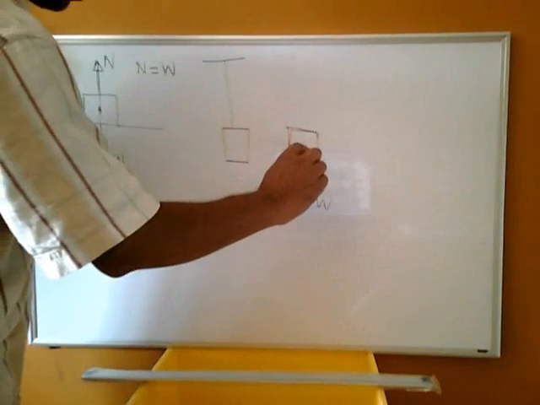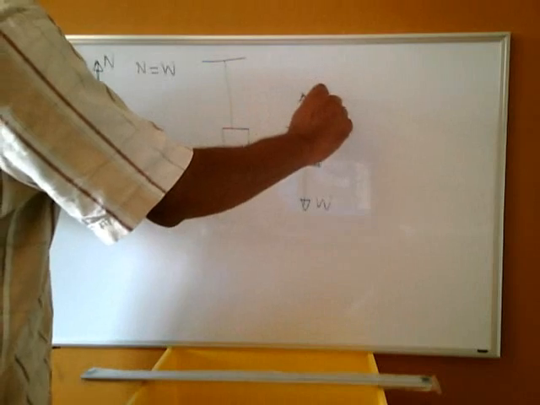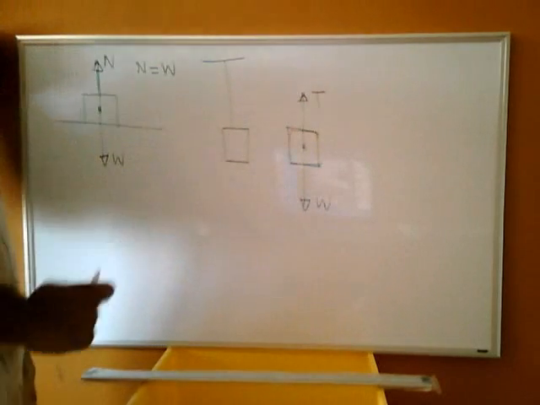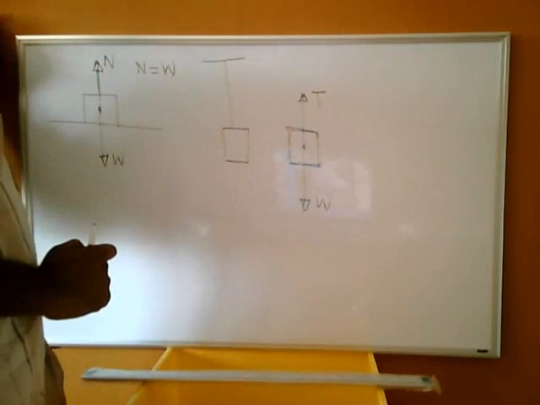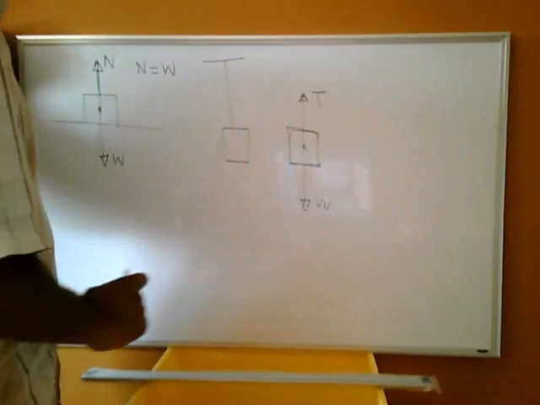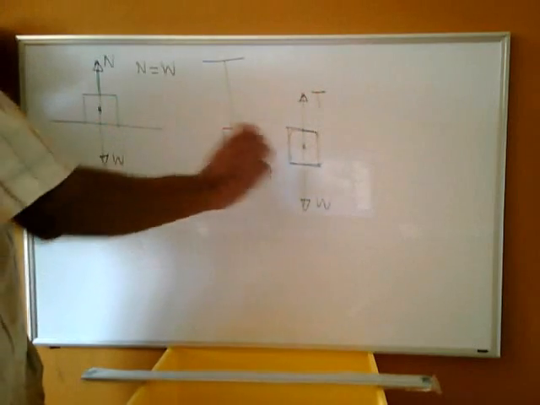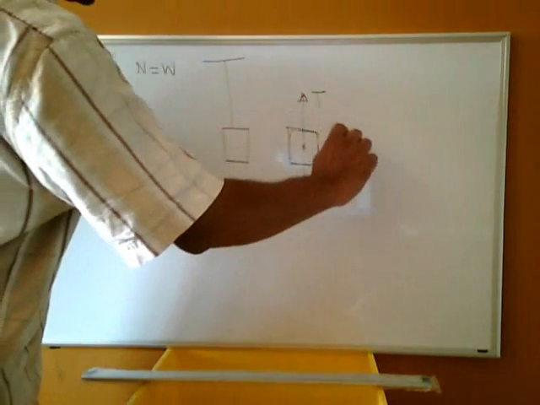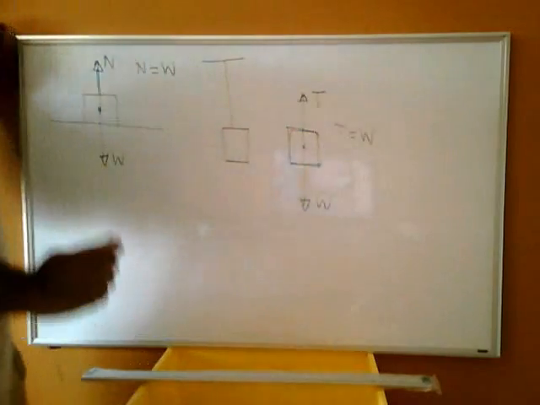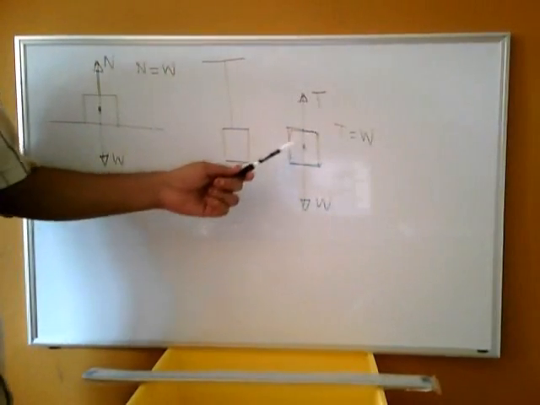Now that force should act vertically upwards and should be equal in magnitude to the weight. And that force is called tension and is denoted by the letter T. Now, according to Newton's laws, since this block is at rest, T should be equal to W. Now, we have drawn all forces acting on this block.